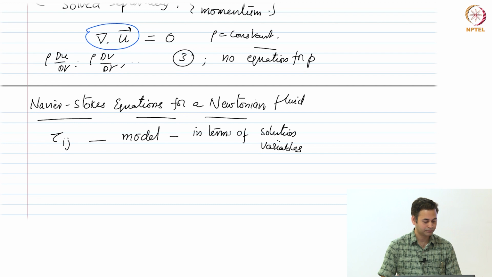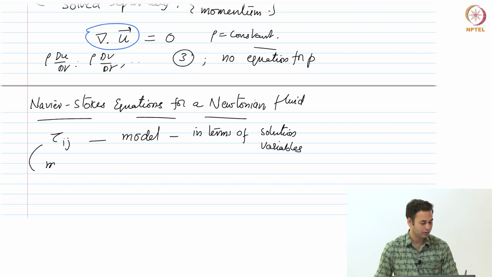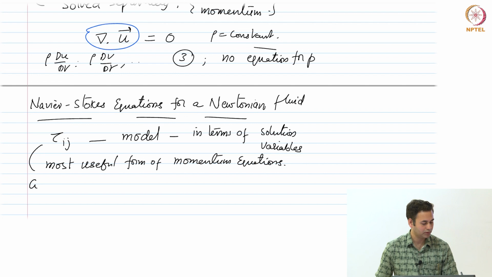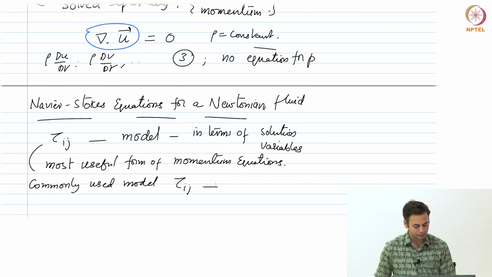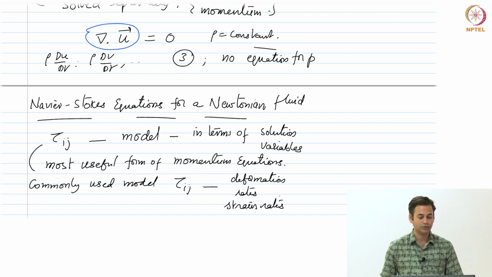Now, by introducing a model for this, we are going to derive the most useful form of the momentum equations. All right, so a commonly used model is to relate the shear stresses to the deformation rates, or the strain rates, in a fluid. That is what we are going to use as a model, which was proposed by Navier and Stokes in the 19th century, and we are going to substitute these back into the momentum equations and derive the Navier-Stokes equations, okay?